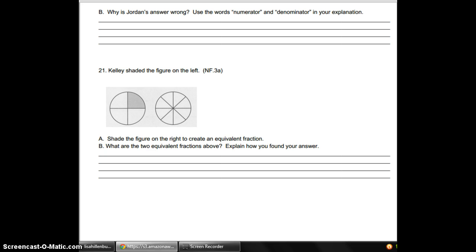The same thing here on number 21. There's several steps to this problem. So for A, they were supposed to shade in the figure on the right to have it match the figure on the left. Then they were supposed to tell the two equivalent fractions. So the figure on the left is 1/4. The part they were supposed to shade in on the right is 2/8. And then they were supposed to explain how they knew those were equivalent.